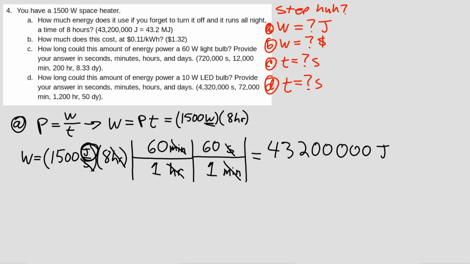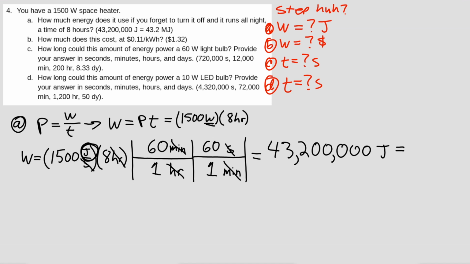So let's put the commas in so this is a little bit easier to read. Comma there, 3 more spaces, comma here. So we have 43,200,000 joules, which is another way of saying 43.2 million joules.